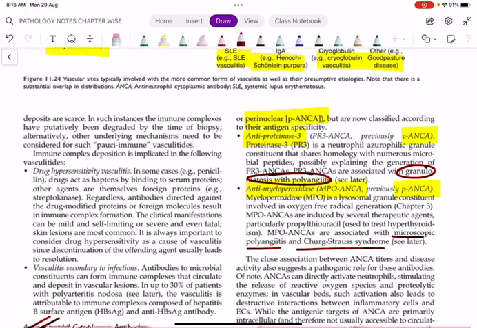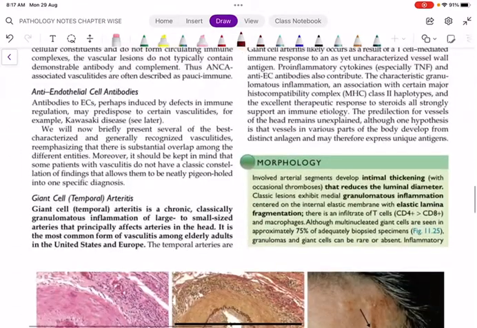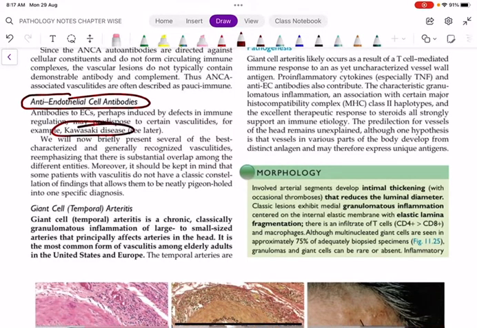And Churg-Strauss syndrome is also called eosinophilic granulomatosis with vasculitis. We will discuss that. No worries. Then we have something called anti-endothelial cell antibody. This is going to mainly affect Kawasaki disease, which is a medium vessel vasculitis. I told you, Kawasaki disease, anti-endothelial cell antibody. So what is the type of hypersensitivity reaction? Yes, very good. It is a type 2 hypersensitivity reaction.